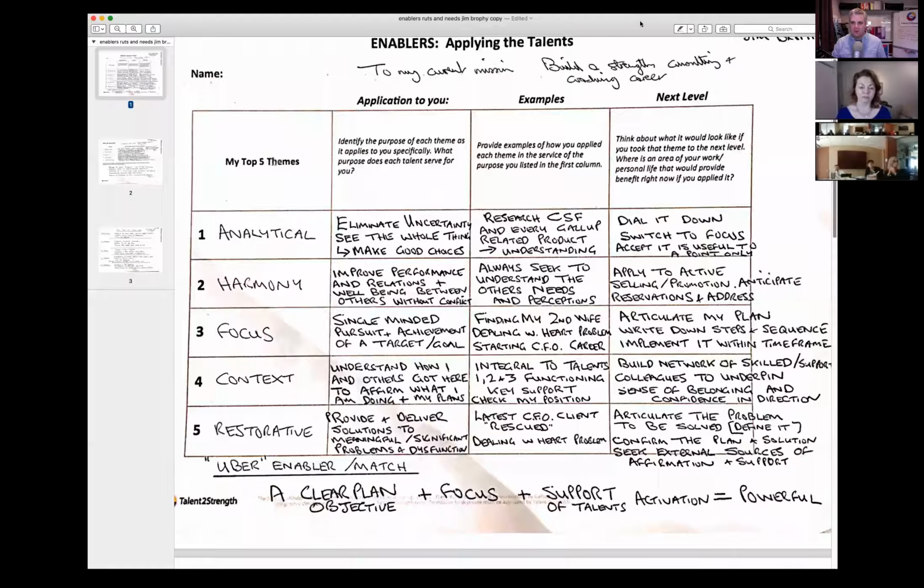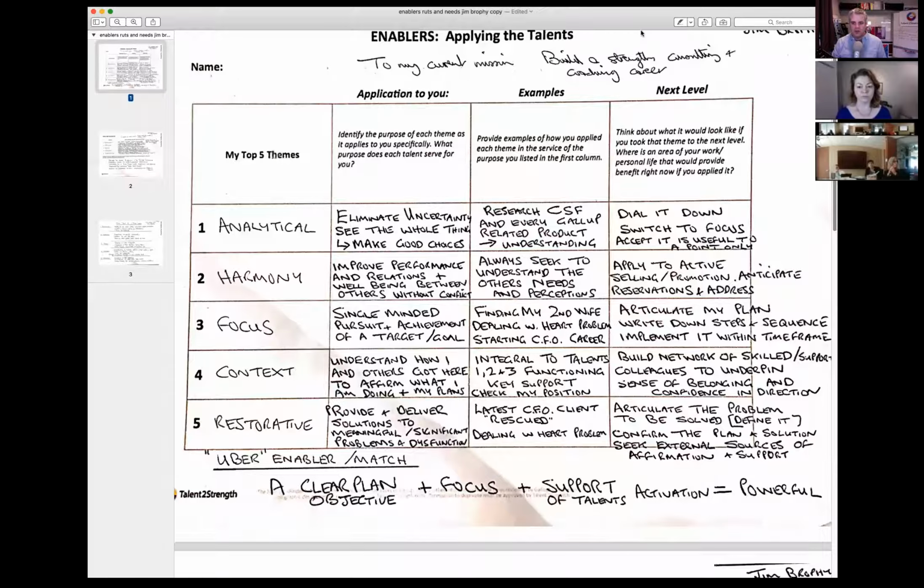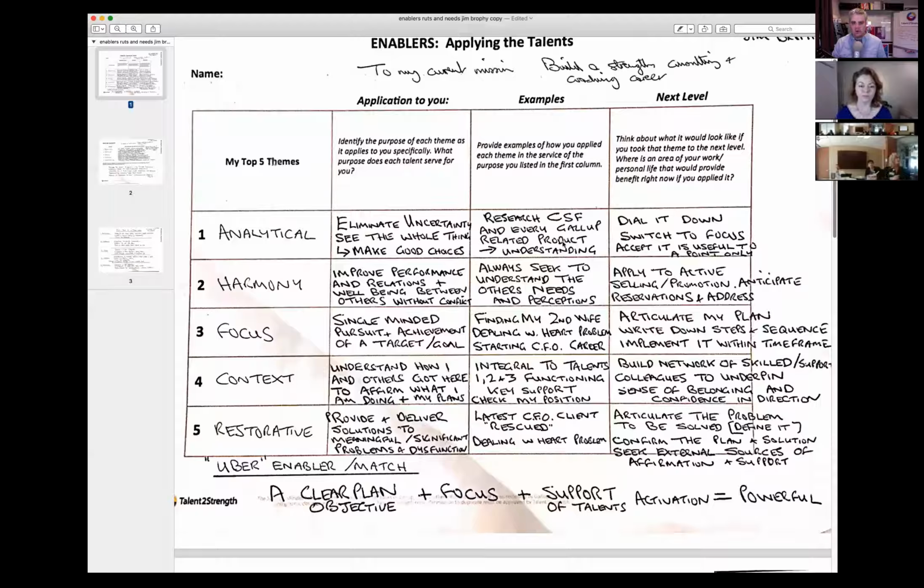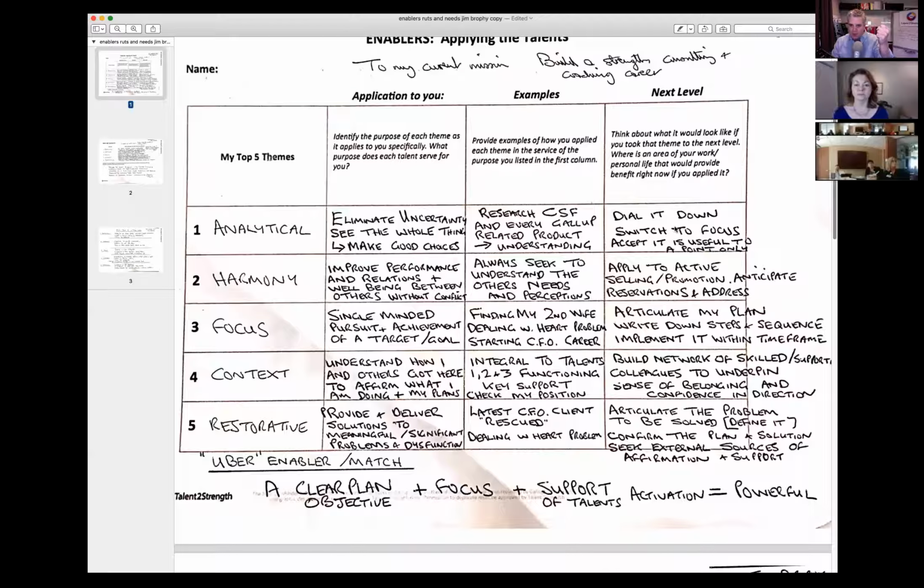I'm going to share with you an example. This is a Gallup certified coach who also went through our program. For his analytical theme, he thought next level would be to dial it down and switch to his focus theme, and accept it is useful to a point only. You can only analyze so far. For him, his analytical is so overpowering that dialing it down and realizing it's not the solution to every problem is the next level.